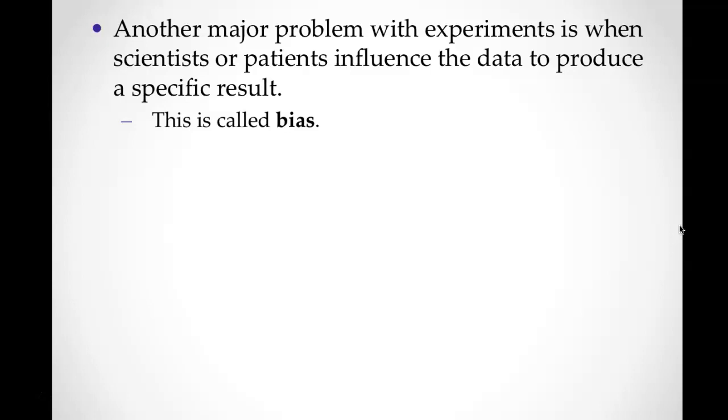All right, another major problem with experiments is going to be when scientists or patients influence the data to produce specific results. This is called bias. An example of bias would be, let's say, a drug manufacturer.